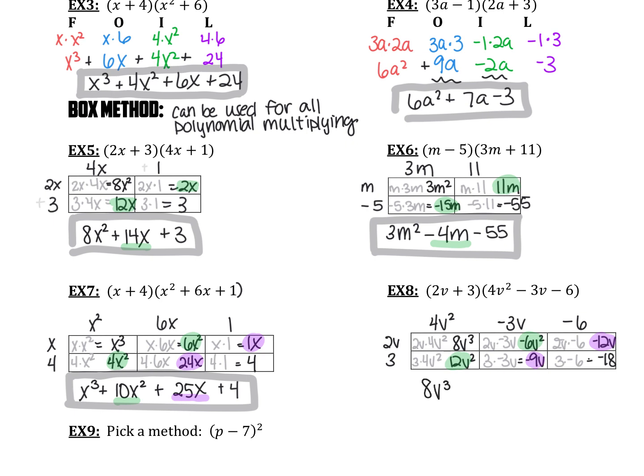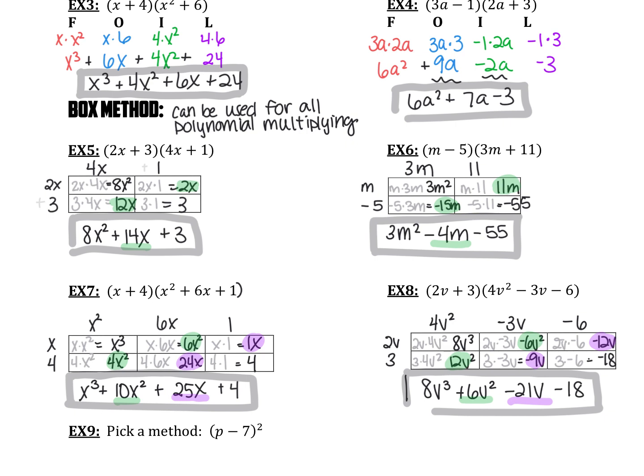8v cubed doesn't have any like terms. 12v squared minus 6v squared is 6v squared. Negative 9v minus 12v, I end up with negative 21v. And then finally a negative 18 that doesn't have like terms. So my like terms were the 6v squared and the negative 21v when I combine them. And so my final answer for this multiplication is 8v cubed plus 6v squared minus 21v minus 18.